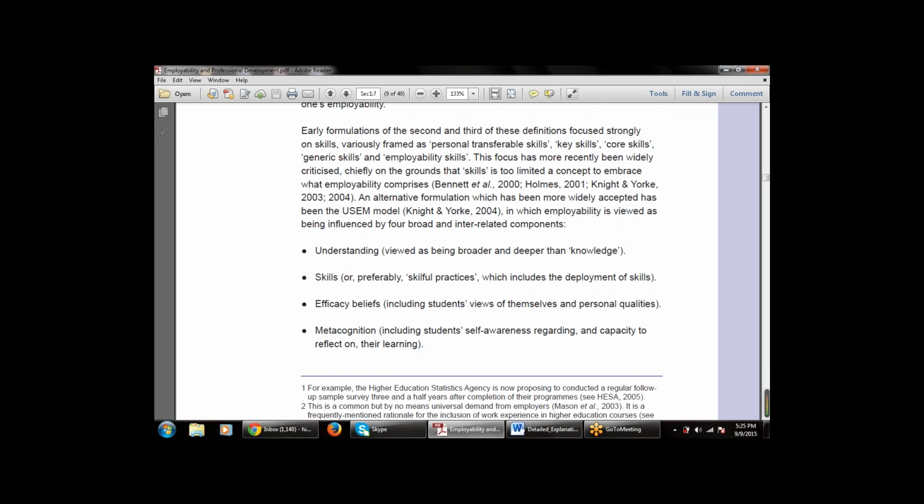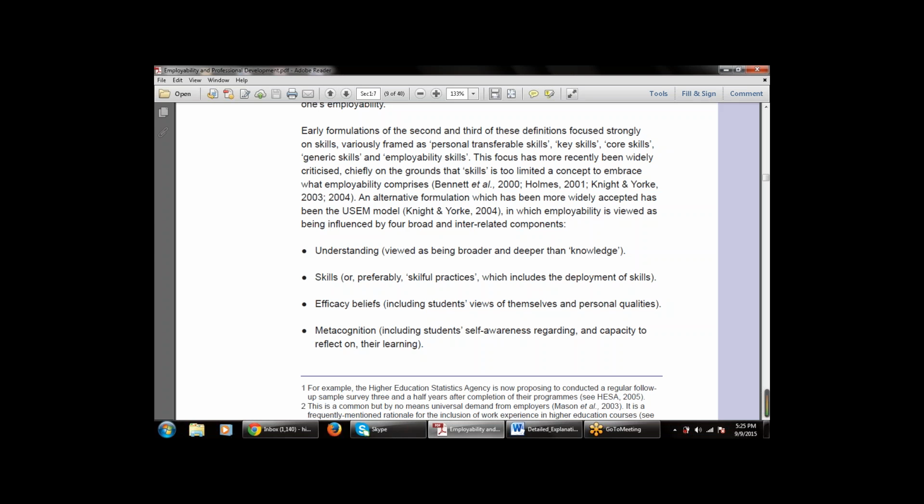The next component is skills, that includes the development of skills, that is skillful practice. Then efficacy beliefs, that includes the students' views of themselves and personal qualities. And then metacognition, that is the self-awareness regarding and capacity to reflect on their learning.